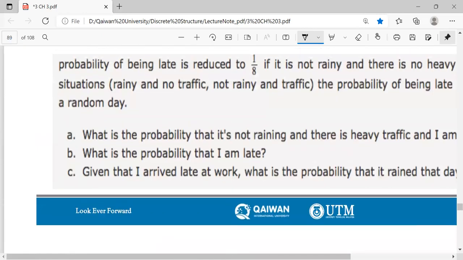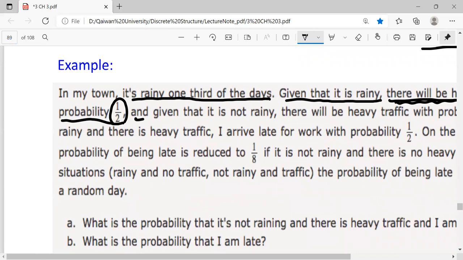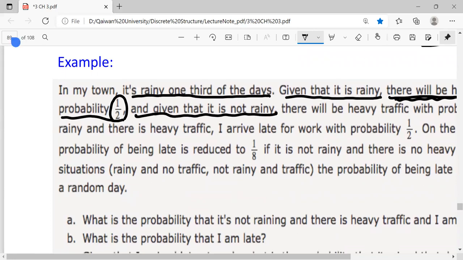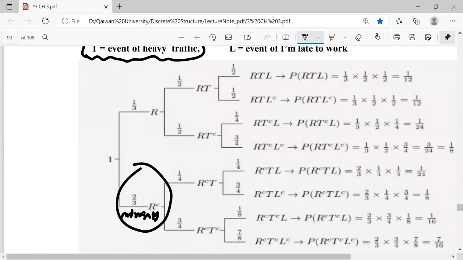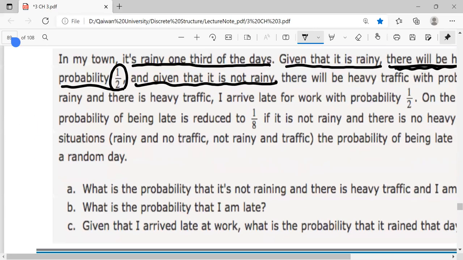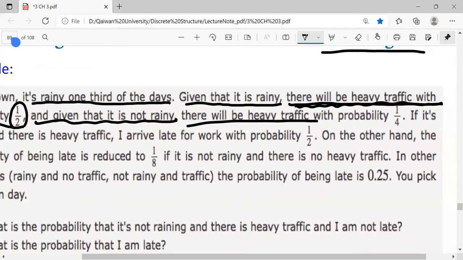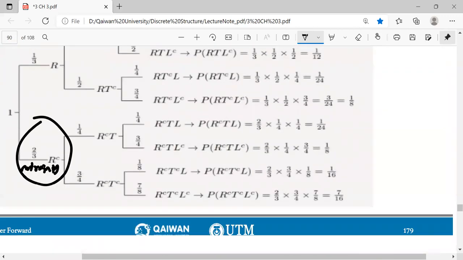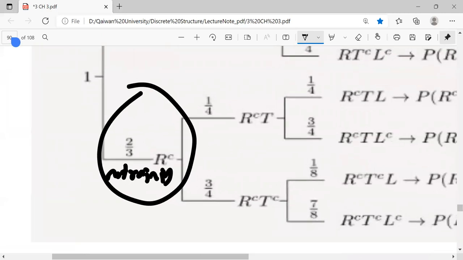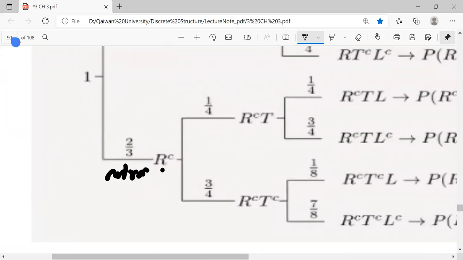Then, given that it's not rainy, that means here we work on this part. It's not rainy. There will be heavy traffic with the probability 1/4. That means the probability of heavy traffic if it's not rainy is 1/4. Here we also have two parts: for not rainy, it's either heavy traffic or not heavy traffic.